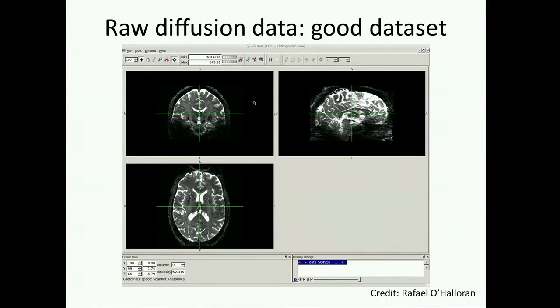Open up your data file. So this is raw diffusion data, so this is volume by volume data. Thanks to Raf for this. This is a particularly beautiful 7T data set. All you need to do to look at your data is hit the movie button.